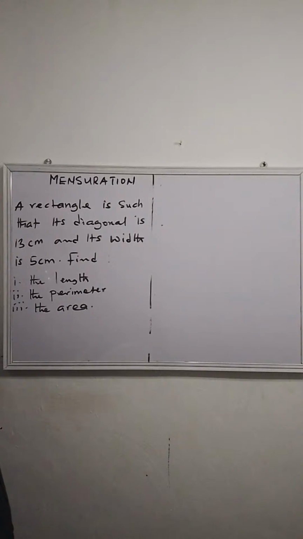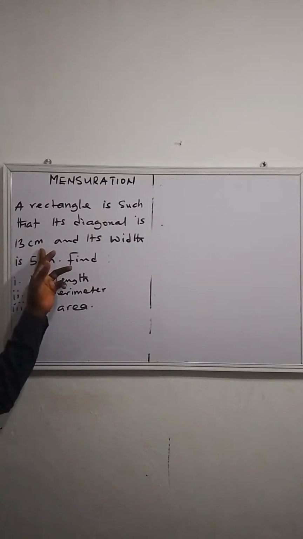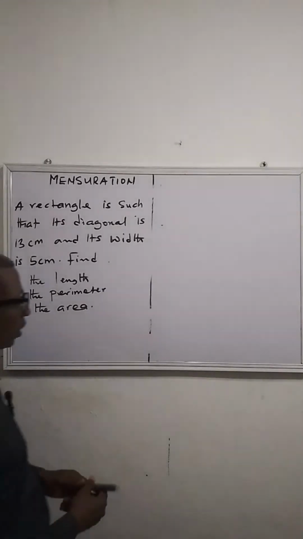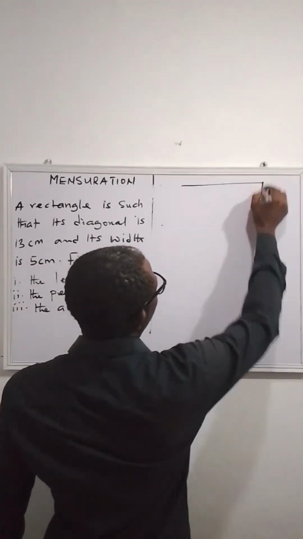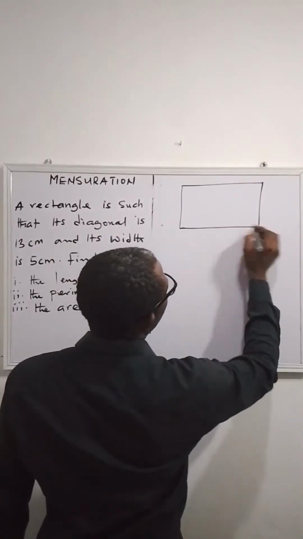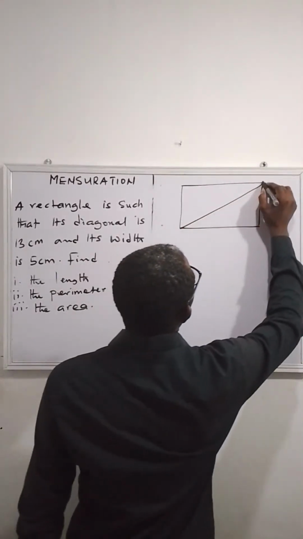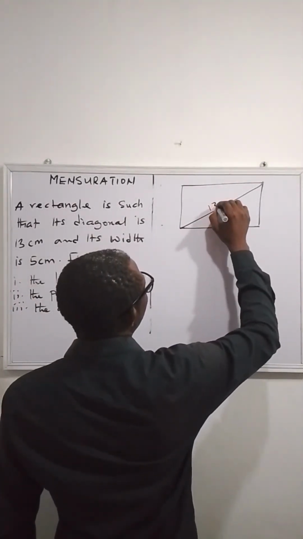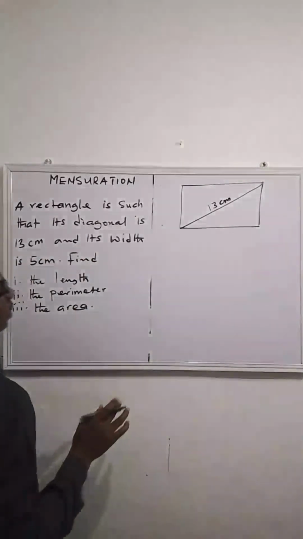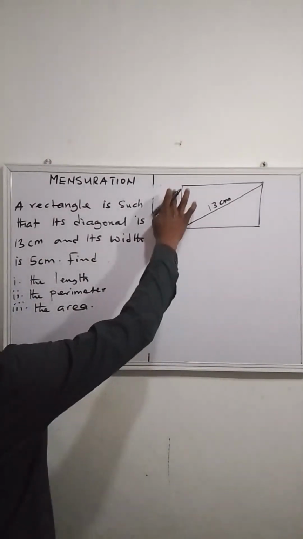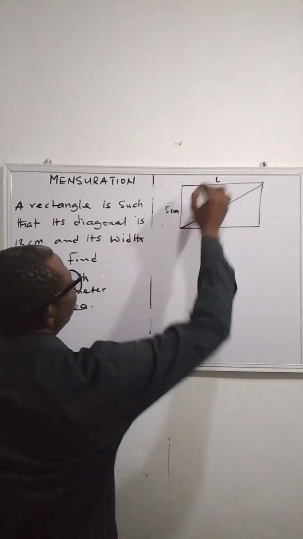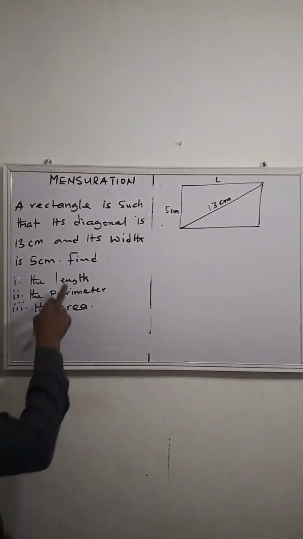Here, a rectangle is such that its diagonal is 13 centimeters, and its width is 5 centimeters. Now, can we sketch that? Let's sketch it. We have a diagonal of this form. The diagonal is given to be 13 centimeters, and the width is the same thing as the breadth, so it's given to be 5 centimeters. What of the length? Are we given? No, it's not given. That is what we are asked to find.